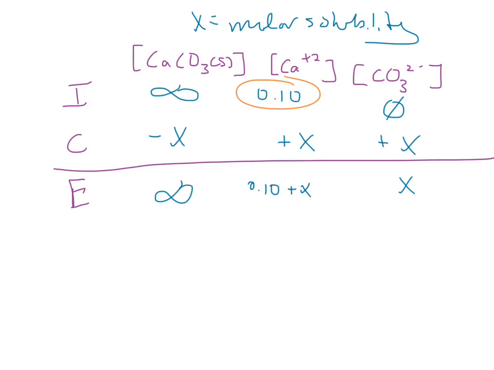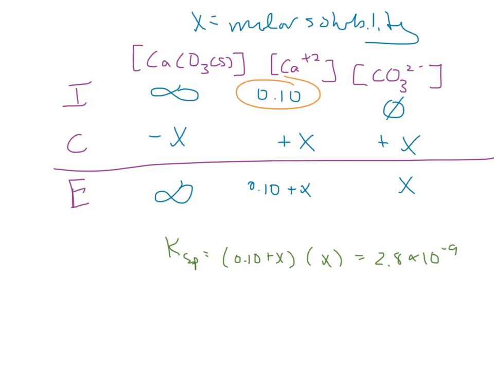And like we did before, we can plug into your Ksp expression, and we can say Ksp is equal to the molar concentration of the calcium, which is 0.10 plus X, times the molar concentration of the carbonate, which is X. And of course, we gave that value of 2.8 times 10 to the minus 9th. Again, you get that from a table.